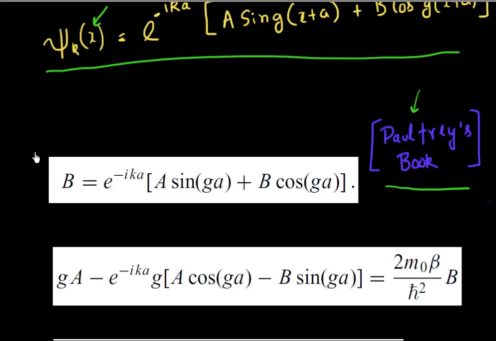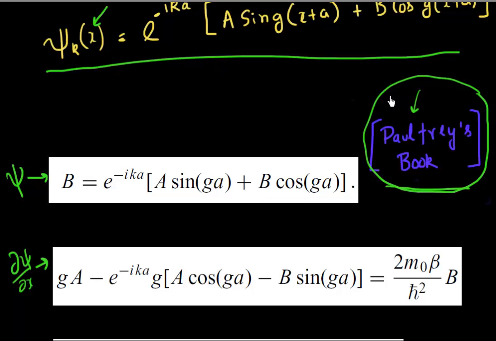So if I match my wave function, from this boundary condition on my wave function I get this relationship, where a and b are related in this fashion. And similarly, if I match the derivatives, I get this relationship. And again, you can look at Paul Frey's book in case you have difficulty deriving it.